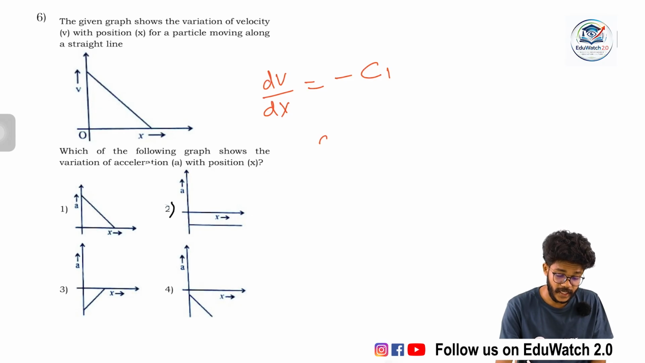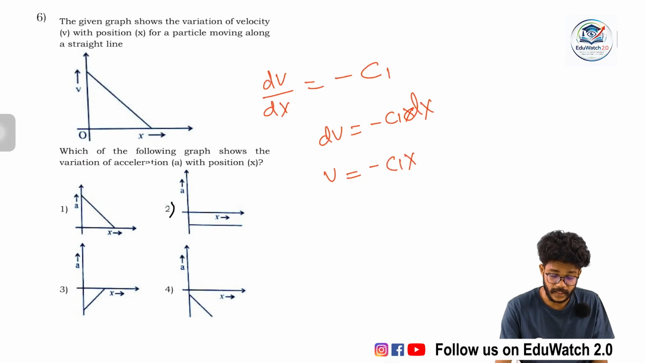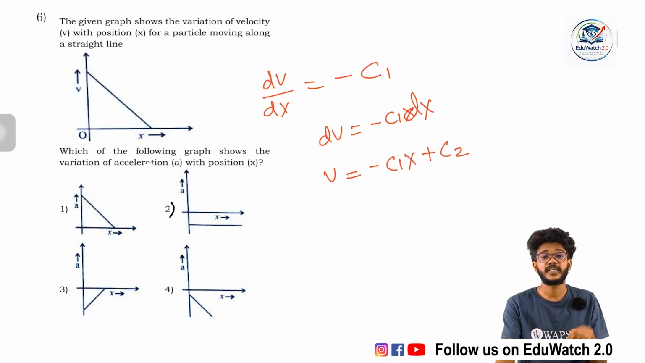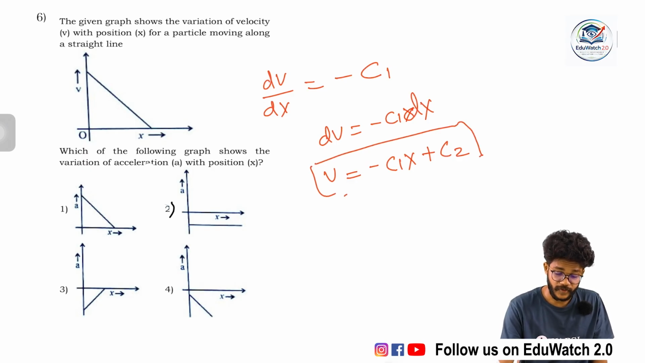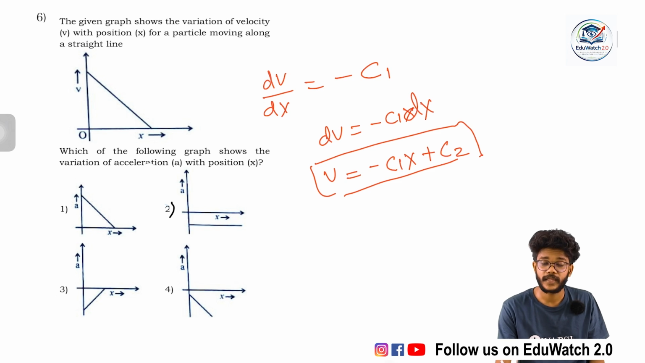So dv is equal to minus c1 dx. Integrating, v is equal to minus c1x plus c2, where c2 is the second constant. Put that in a box. v is equal to minus c1x plus c2.